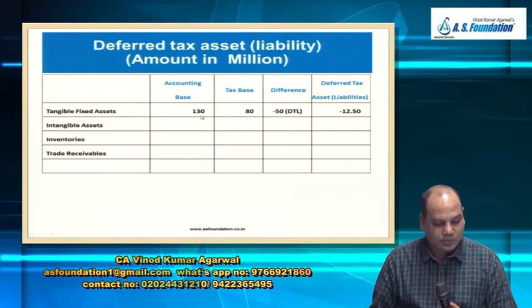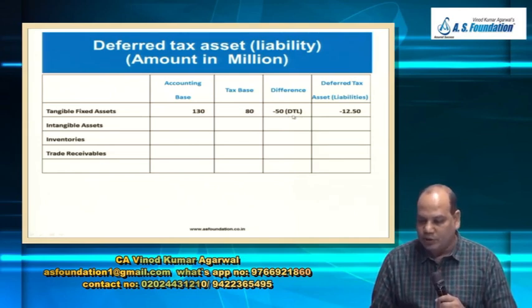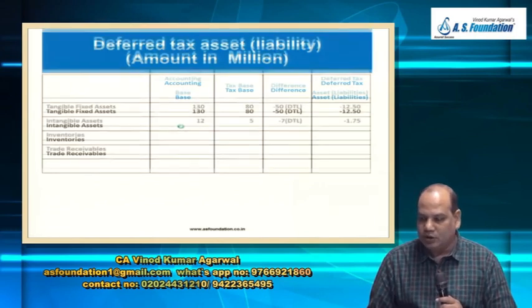Tangible asset accounting base will be fair value 130. Tax base is 80 million. Difference is 50. So this difference will give rise to deferred tax liability because tax base is lower. 50 multiplied by tax rate 25%, 12.50 DTL.